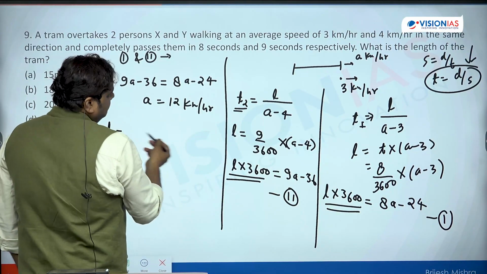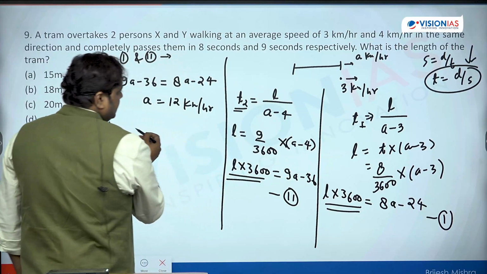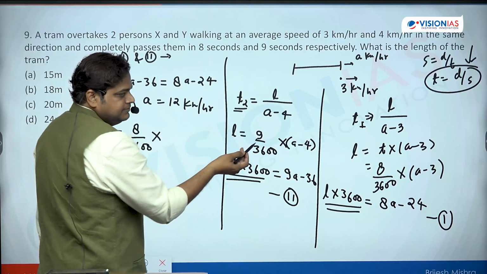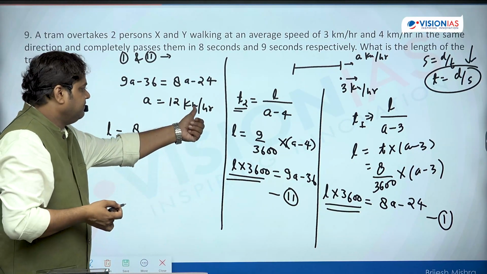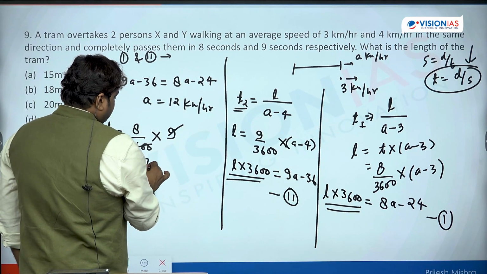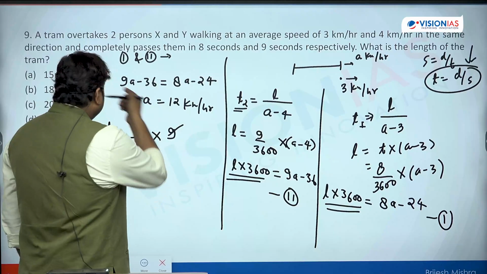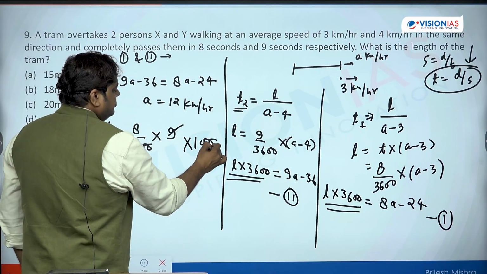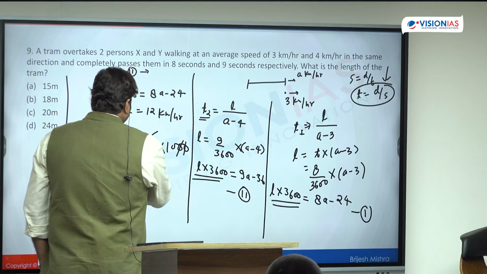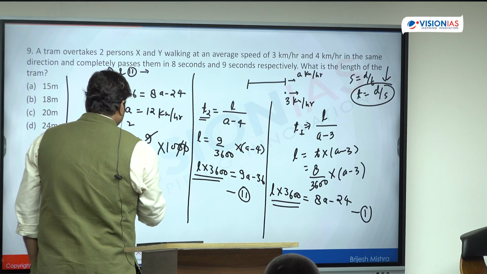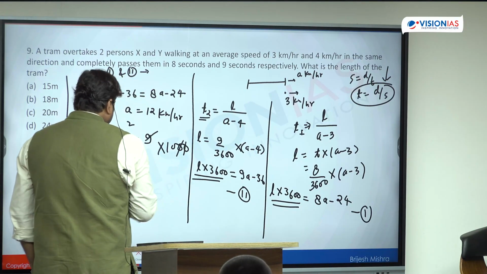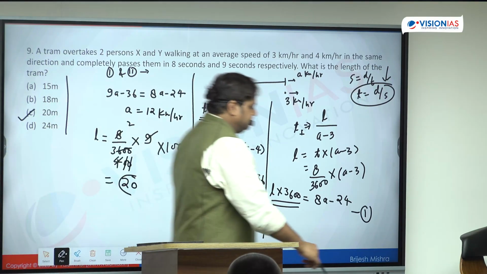So how we can get that? This is what? Equation 1, this L is what? 8 by 3600 into A minus 3 is what? A is 12. 12 minus 3? How much has this come to? But this is coming in kilometers. In the options it is in meters, so into 1000. 1 kilometer, 1000 meter. So this is what? 200 meters. Sorry, 20. Right? Only one is left? 20 meters.